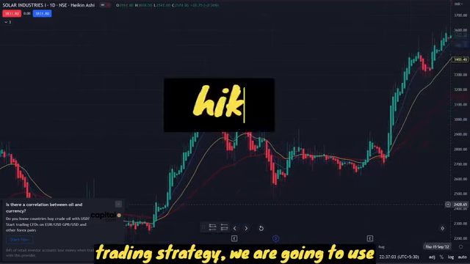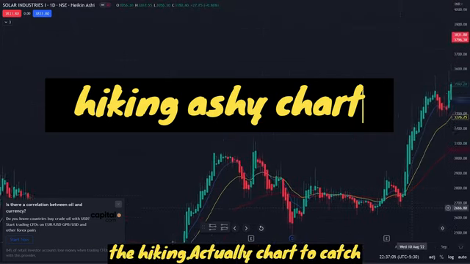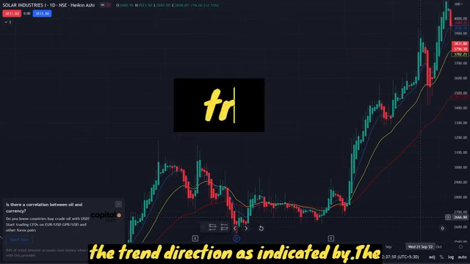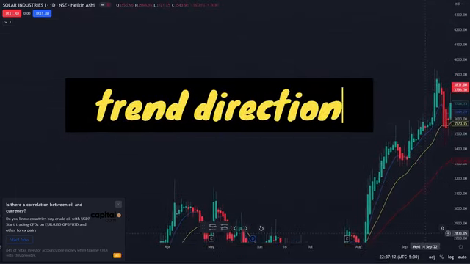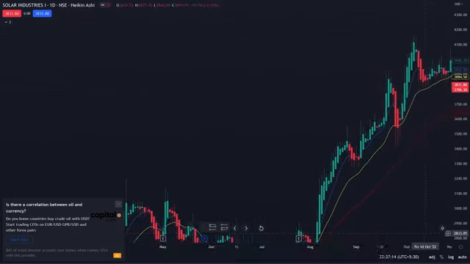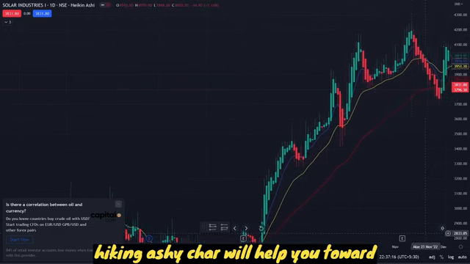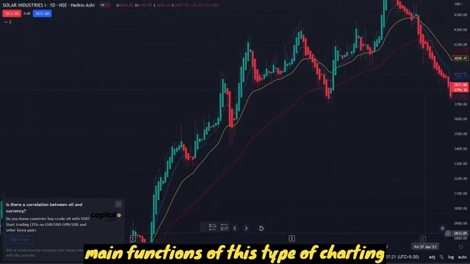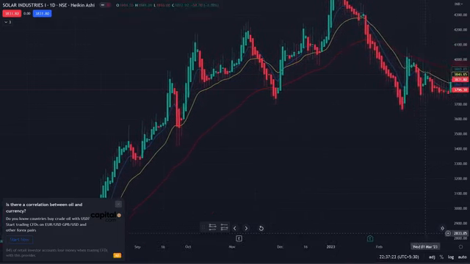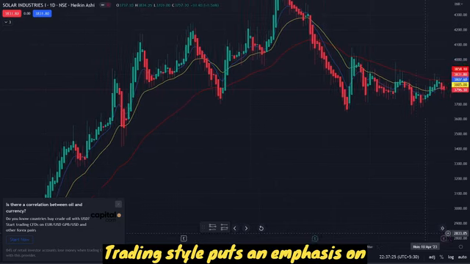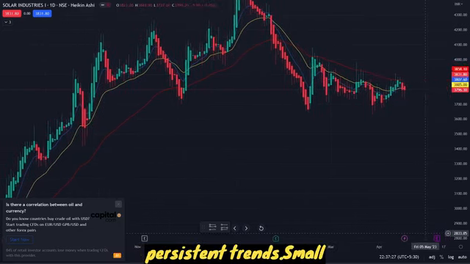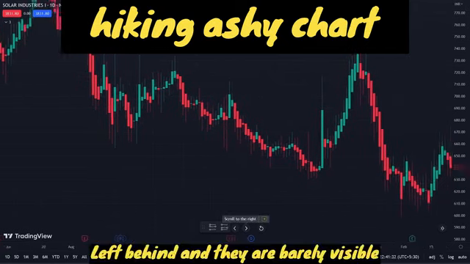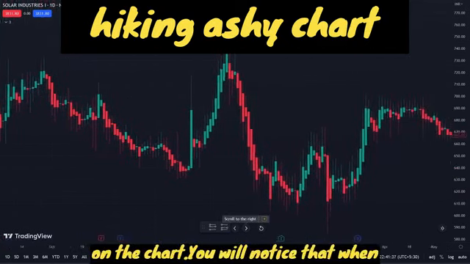In this trading strategy we are going to use the Heikin Ashi chart to catch longer and persistent trends, by following the trend direction as indicated by the colors of the candlesticks. Using a Heikin Ashi chart will help you toward that end. Trend detection is one of the main functions of this type of charting style. The Heikin Ashi trading style puts an emphasis on persistent trends. Small corrections and consolidations are left behind and they are barely visible on the chart.